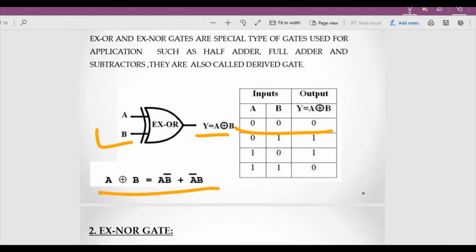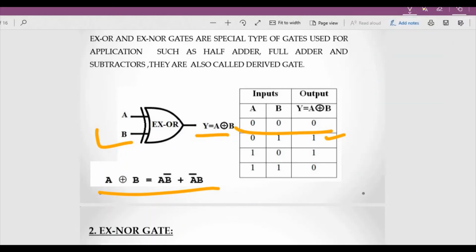So for a two-input exclusive OR, if both the inputs are the same, you will get output 0, and if either of the inputs is different from the other, you will get logic 1. Okay, so let's prove one of them so you can understand.